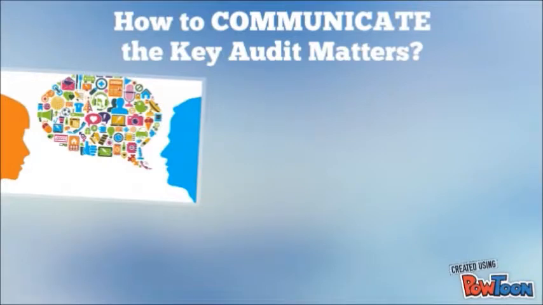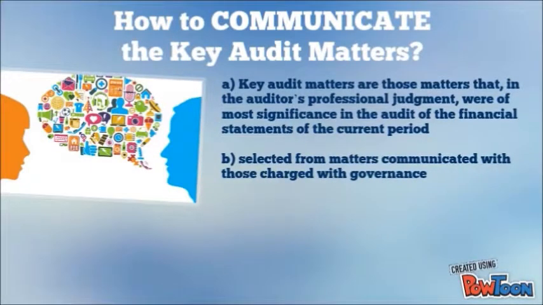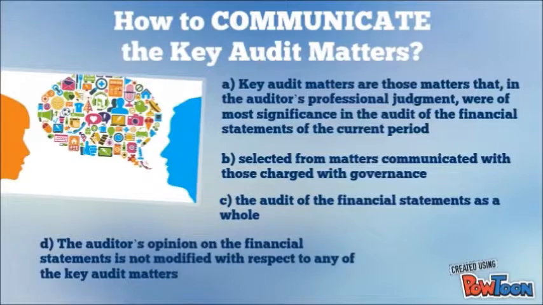The auditor's report shall state that key audit matters are those matters that, in the auditor's professional judgment, were of most significance in the audit of the financial statements of the current period. Key audit matters are selected from matters communicated with those charged with governance, but are not intended to represent all matters that were discussed with them. The auditor's procedures relating to these matters were designed in the context of the audit of the financial statements as a whole, and the auditor's opinion on the financial statements is not modified with respect to any of the key audit matters, and the auditor does not express an opinion on these individual matters.